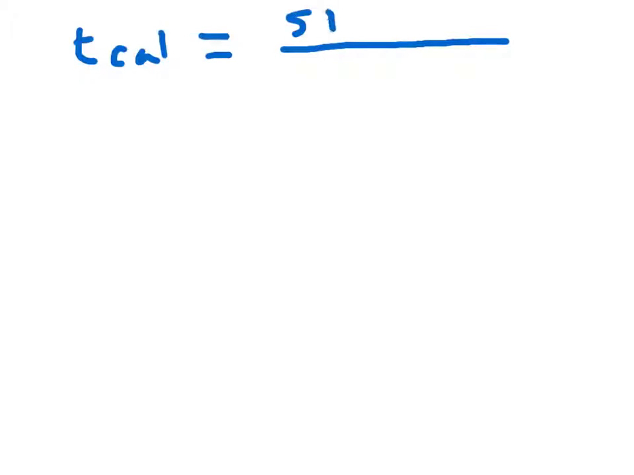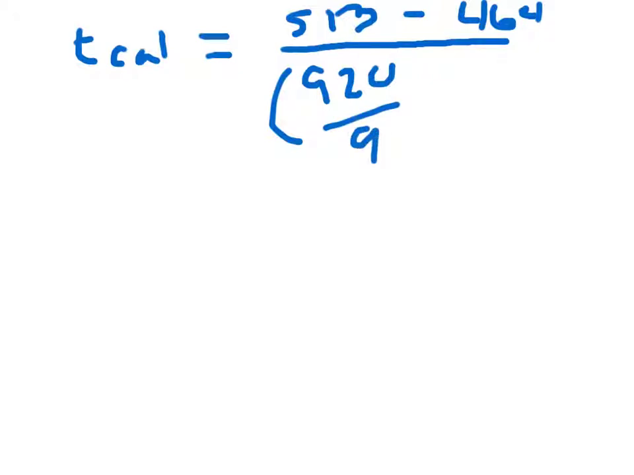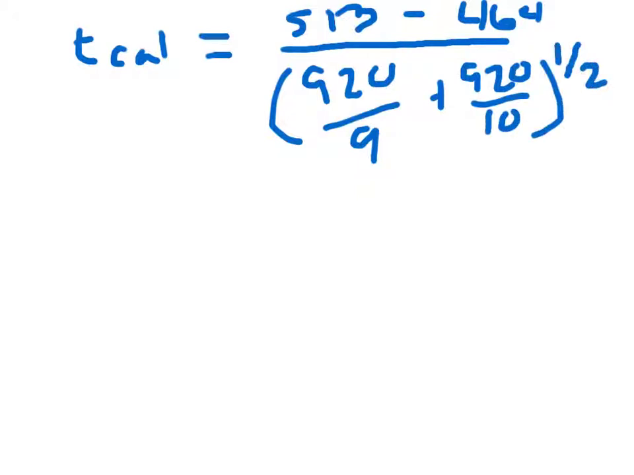Now, once we have that, then we can calculate the t calculated, or the t statistic, and that would be the mean for the first group of 513 minus the mean of the second group that did not graduate, 464, and then the pooled variance over N1 plus the pooled variance over N2, and we take the square root of that denominator. I got 3.51 for the t statistic there.